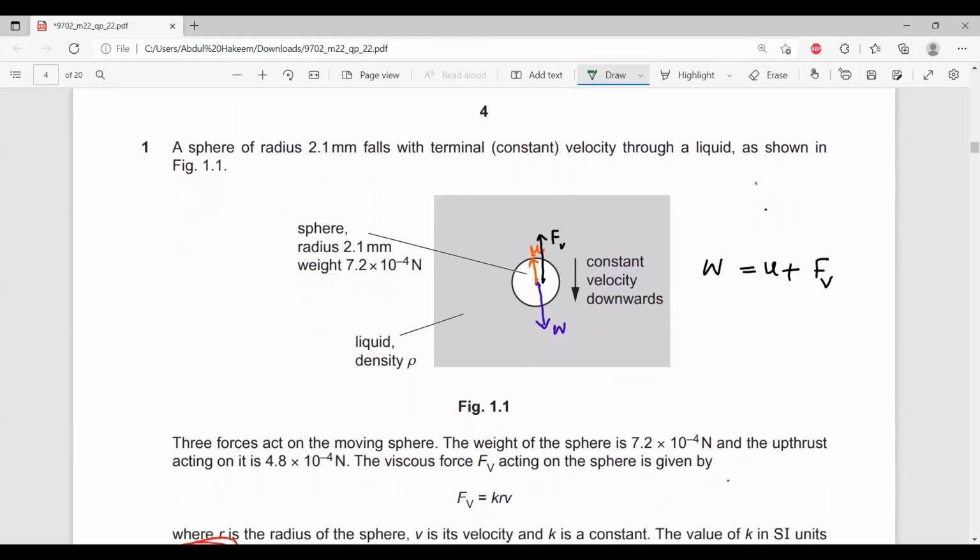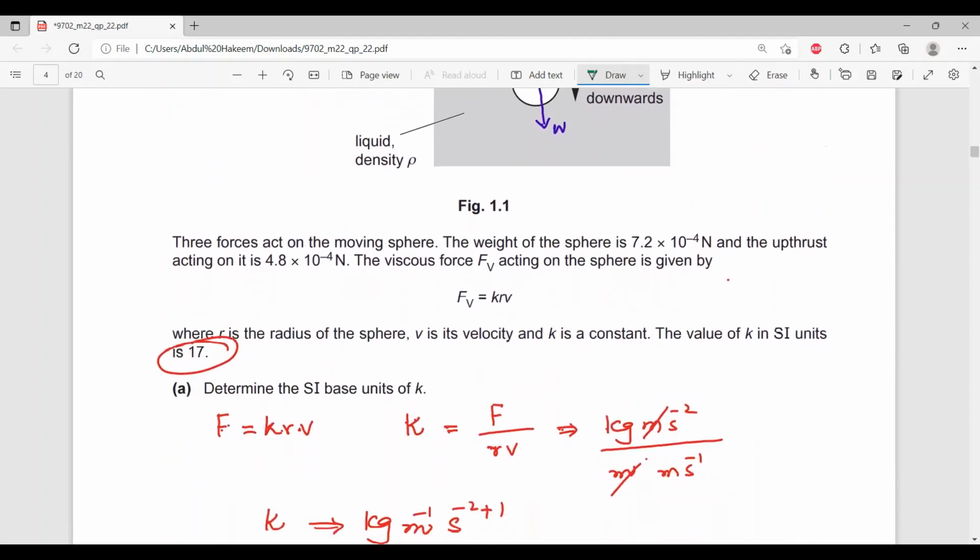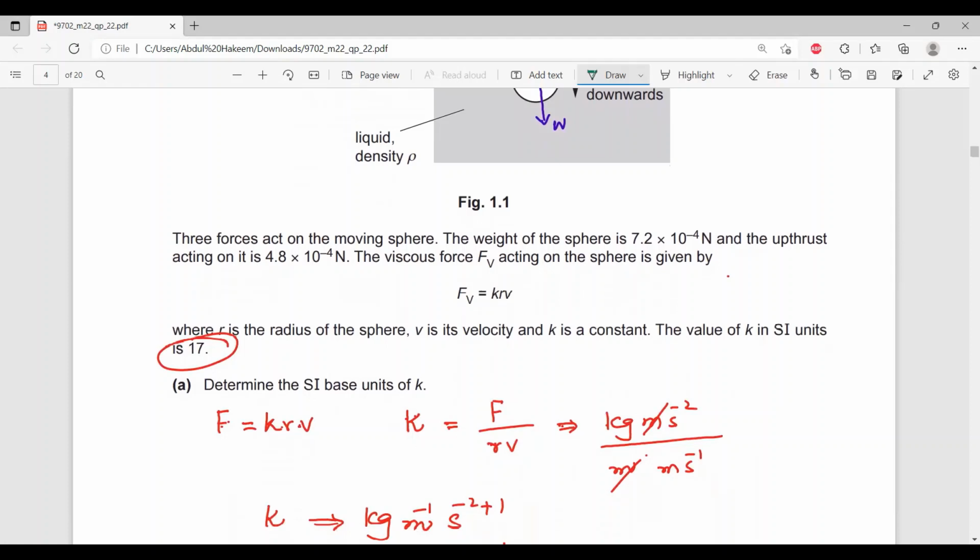Look at the question. A sphere of radius 2.1 millimeter falls with terminal velocity, constant velocity, in a liquid as shown in the figure. Look at this sphere. It is in the liquid, which has density rho. It has weight 7.2 × 10 power minus 4. Its radius is 2.1 millimeter, and it's moving down with constant velocity. 3 forces act on the moving sphere. The weight of the sphere is 7.2 × 10 power minus 4, and the upthrust acting on it is 4.8 × 10 power minus 4.